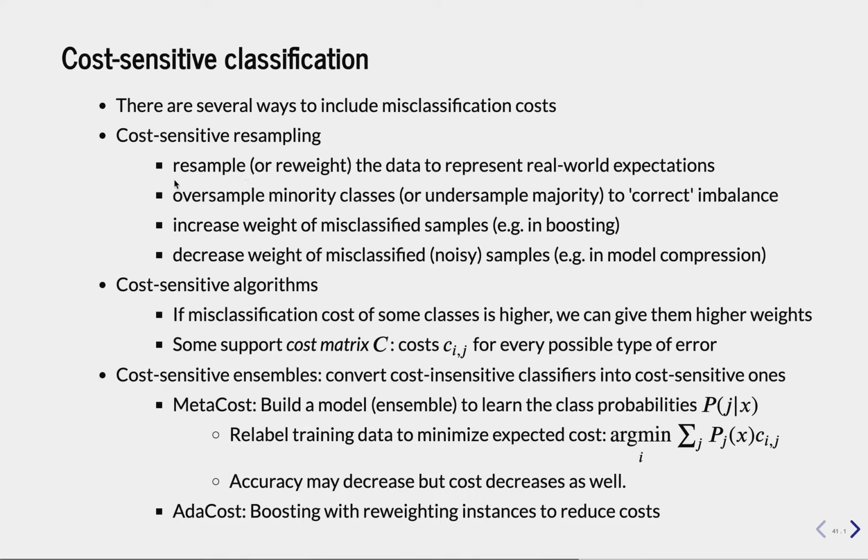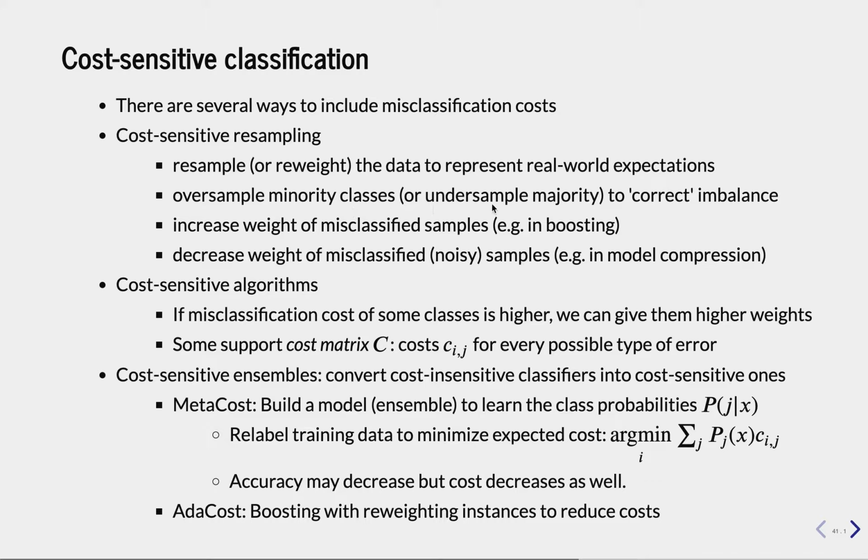So one thing we can do is resample or reweight the data. Reweighting we've already seen. Resampling just means that you oversample the minority class, right? So say you have one class which has very few examples, you can add the same example multiple times in the training sets.